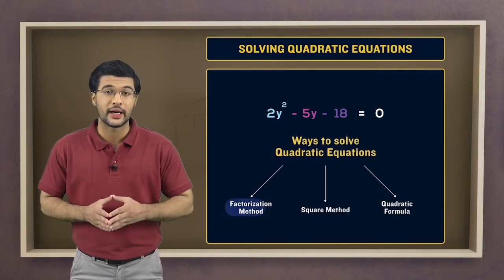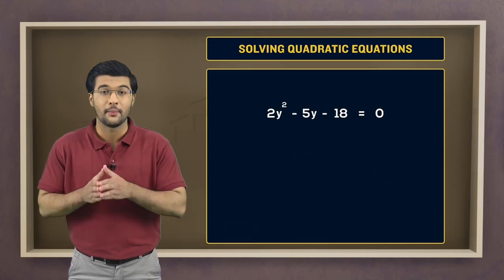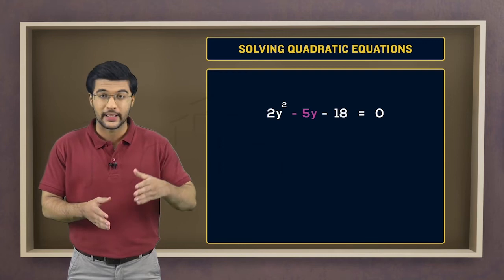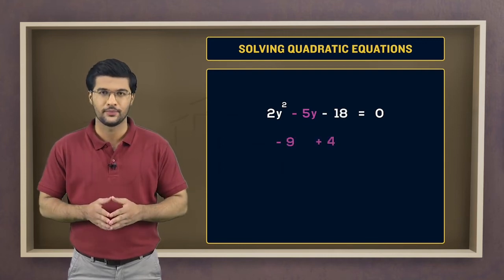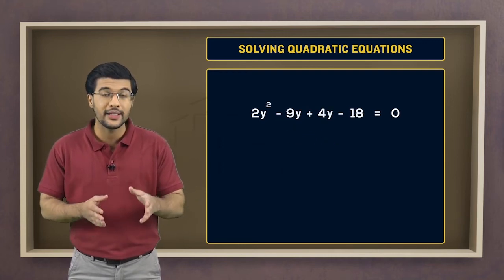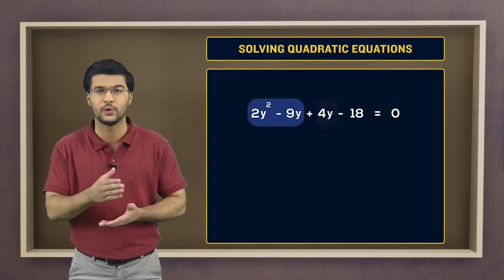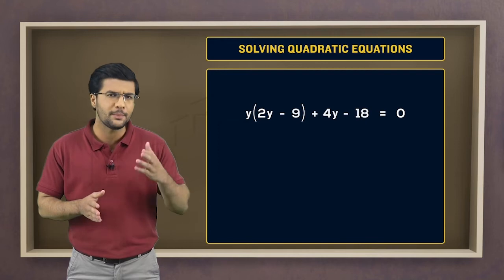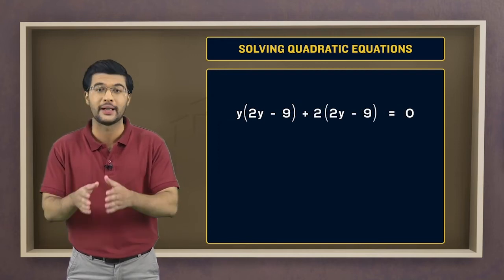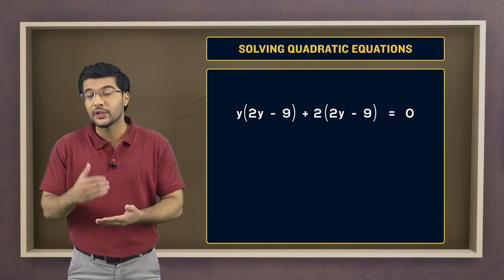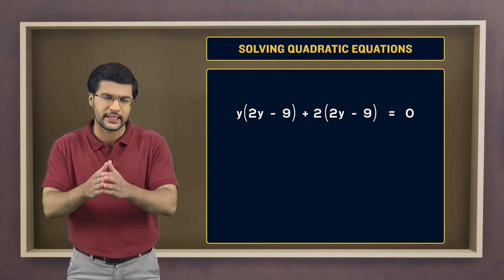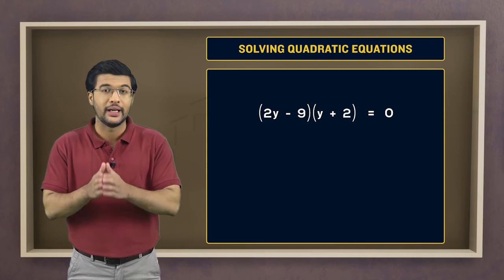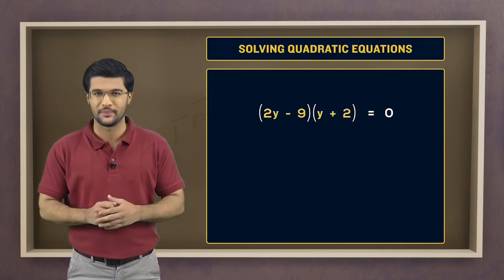I am going to factorize it by breaking the middle term minus 5y into appropriate factors. They are minus 9 and positive 4. Then by taking the common in the first two and last two terms, we get y into 2y minus 9 and plus 2 into 2y minus 9. Upon further taking common, we get this. What's next? Right, equate each bracket to 0.